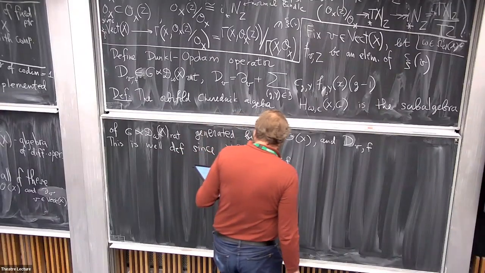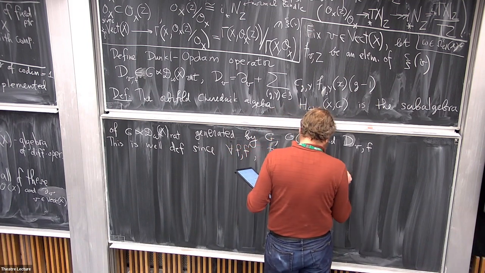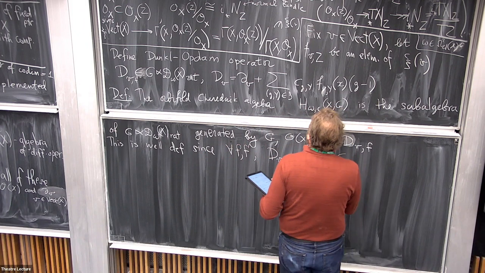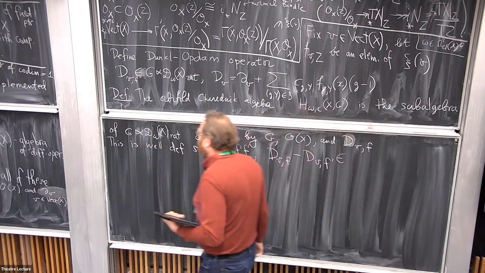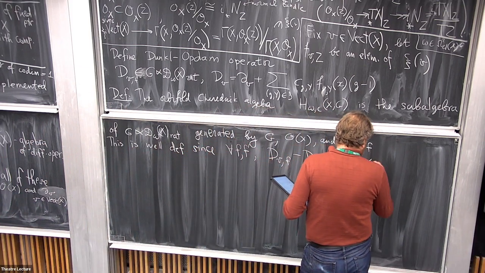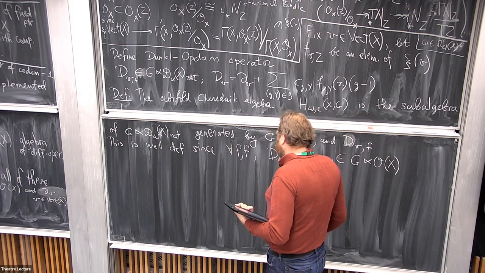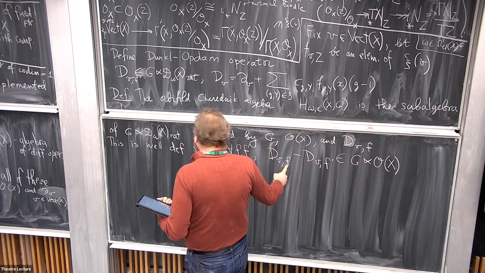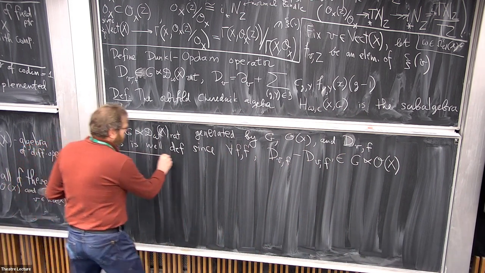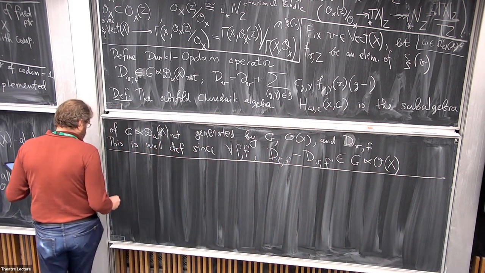So D_V,f minus D_V,f prime actually happens to be a zeroth order thing, and without poles. Poles will cancel because the pole part is fixed. So this is in G semi-direct product of OX. And so we already included these things. And this means that in fact this algebra is not going to depend on the choice.